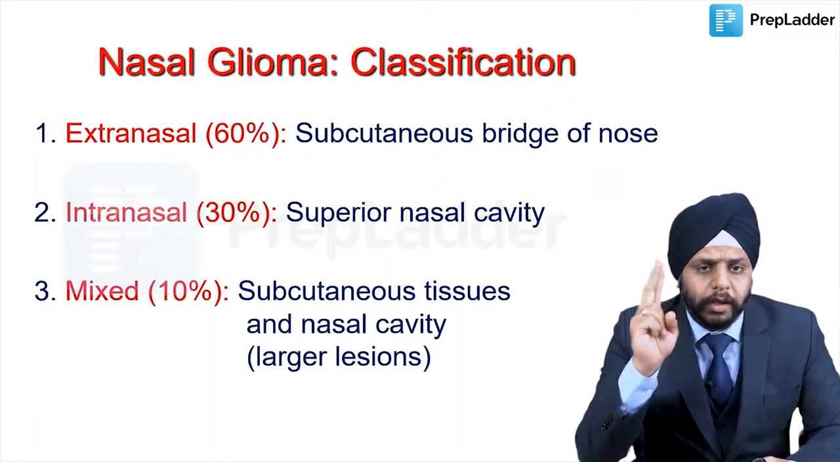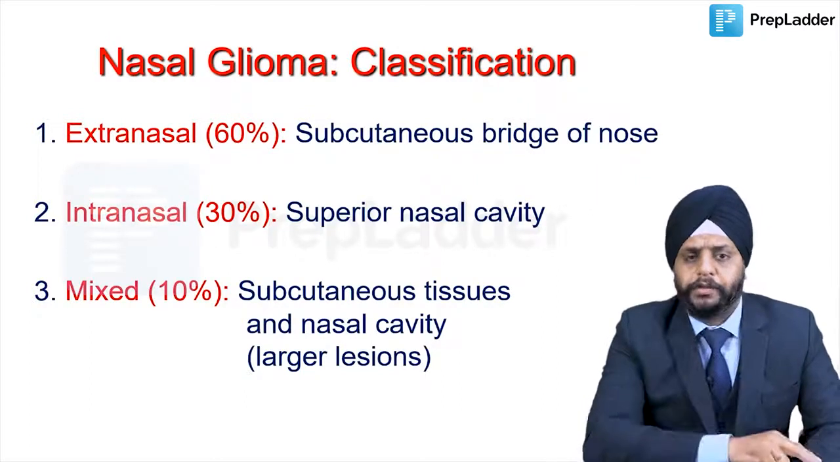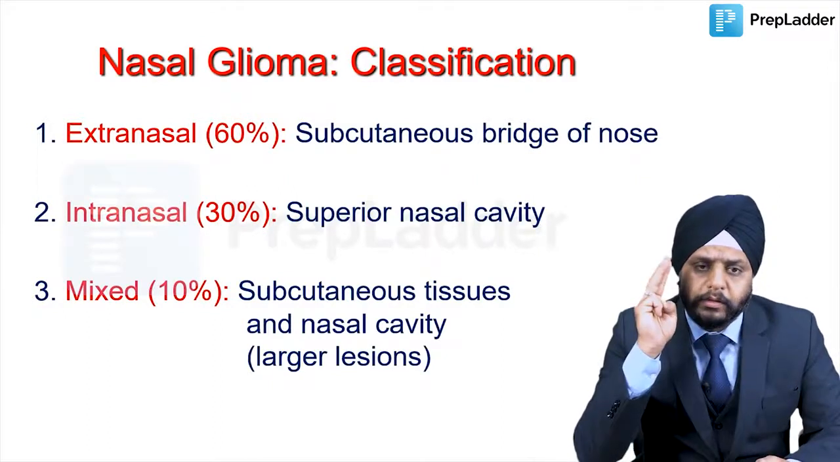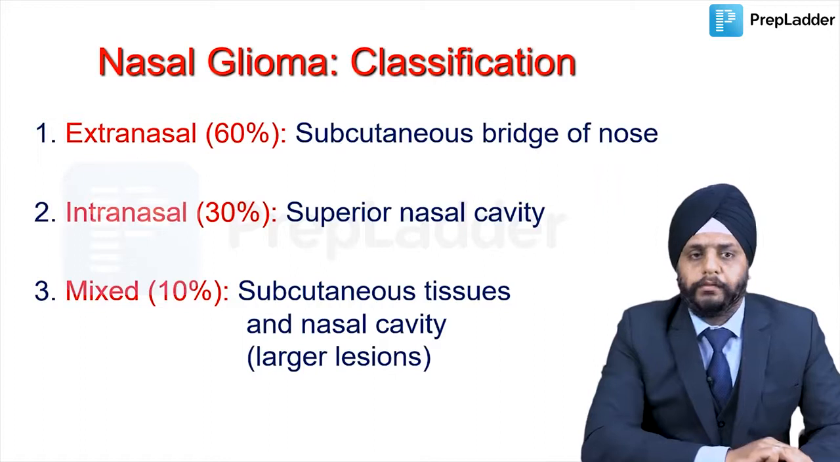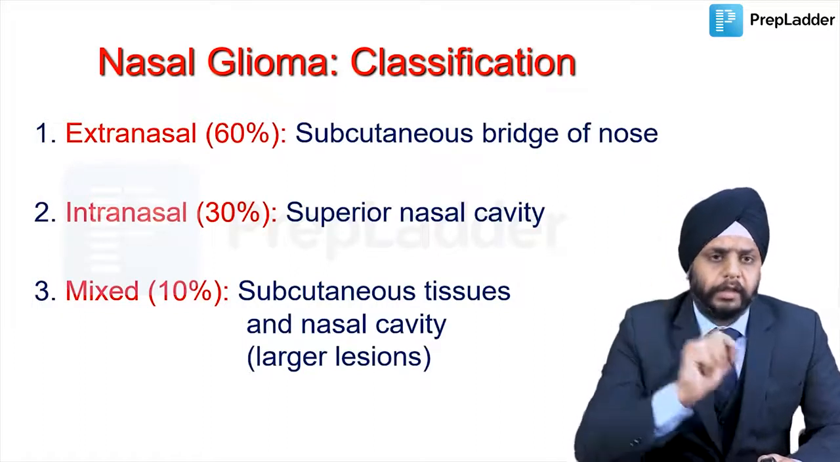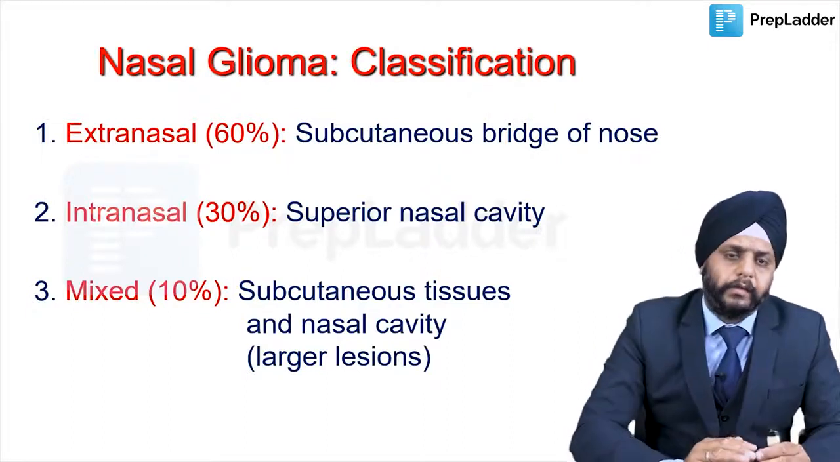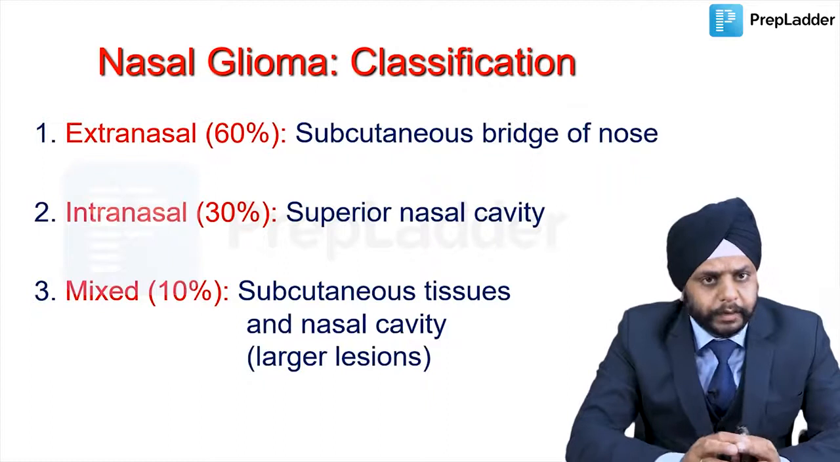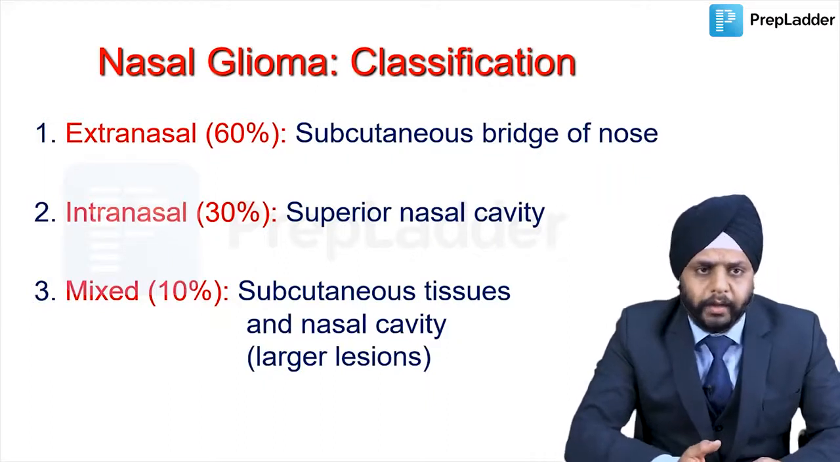Now remember, nasal gliomas are non-compressible swellings. Number 2, the Furstenberg's test is negative. Number 3, the trans-illumination test is also negative, right? So all these 3 tests are negative, and this is how you can differentiate nasal glioma from the meningocele or meningoencephalocele.